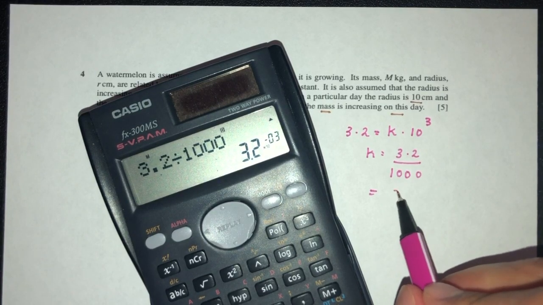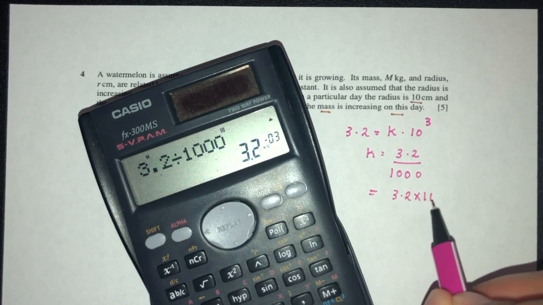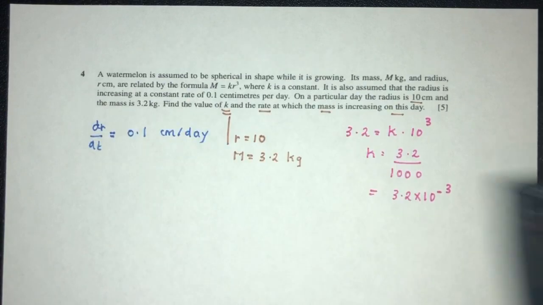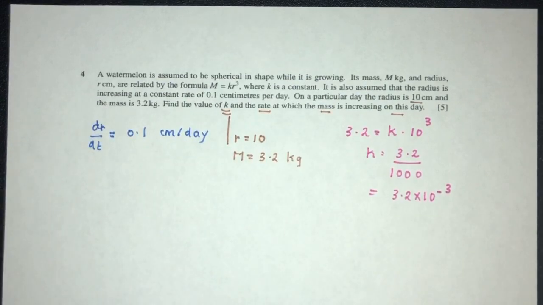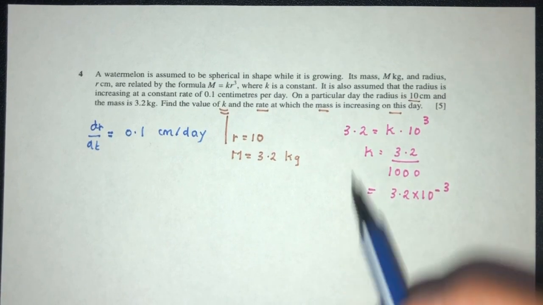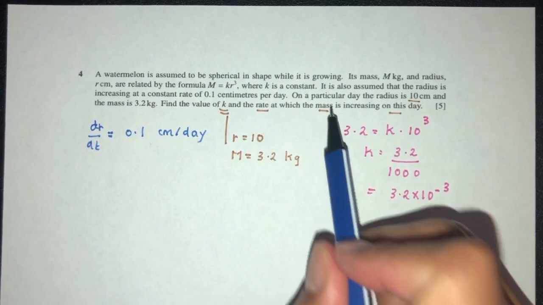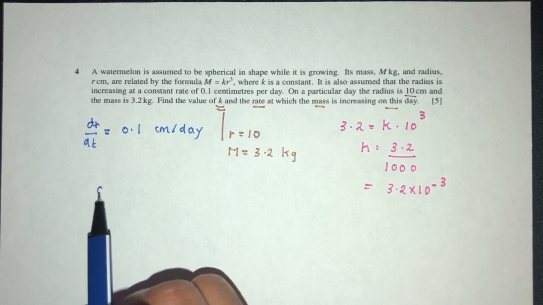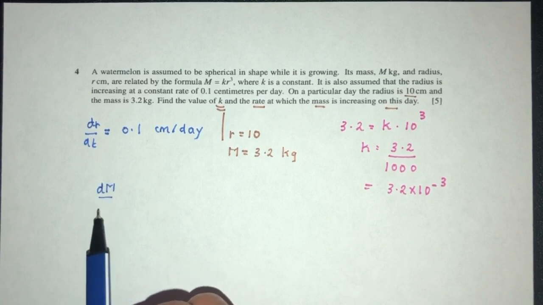That should be 3.2 times 10 power minus 3. Okay, that will be your value of k. Now let's move on. So what else do we need to do? We have to find the rate at which the mass is increasing. So we have to find dm by dt.